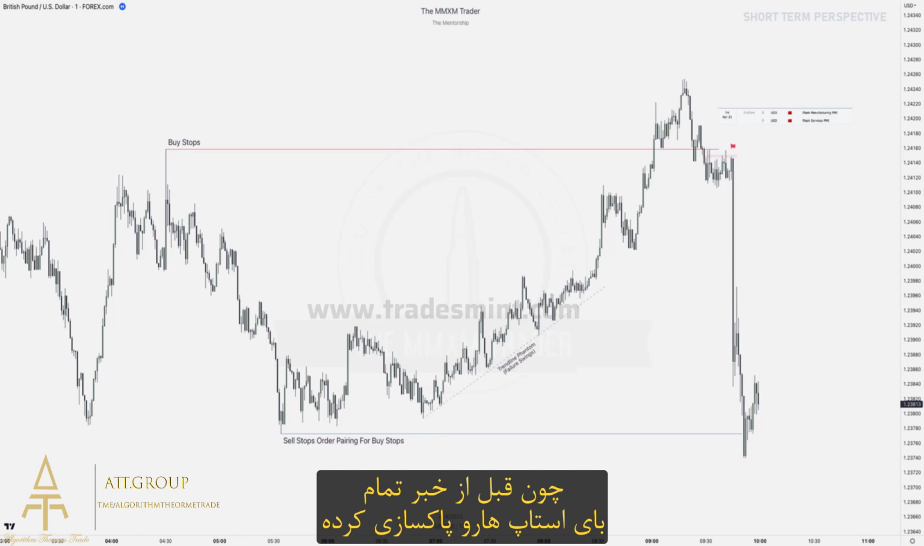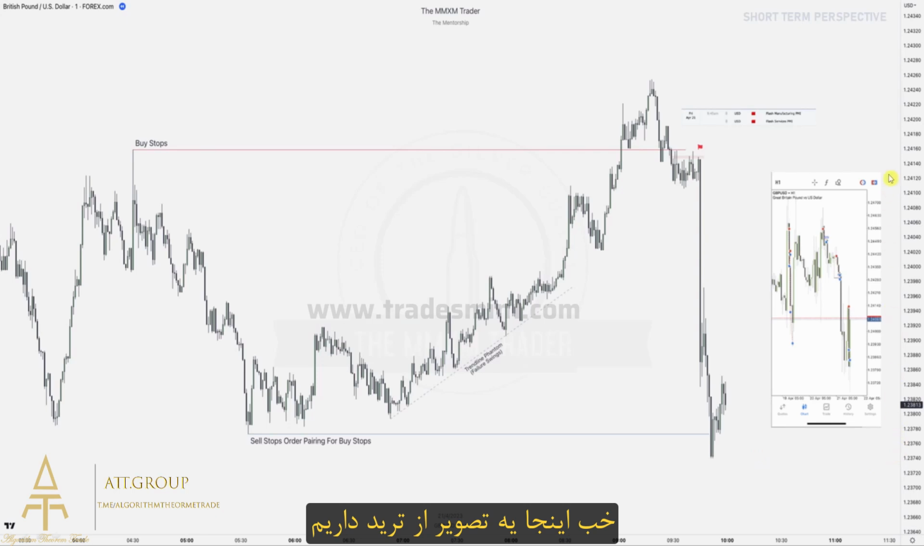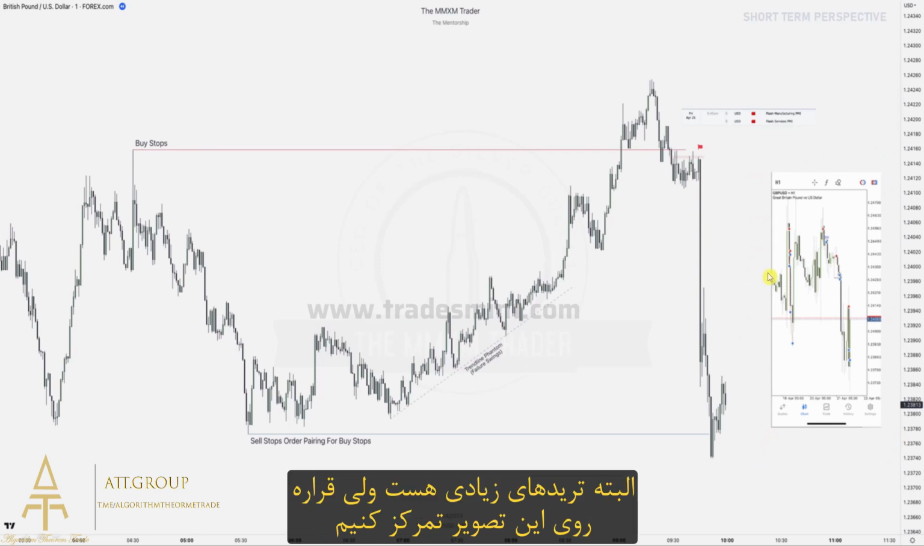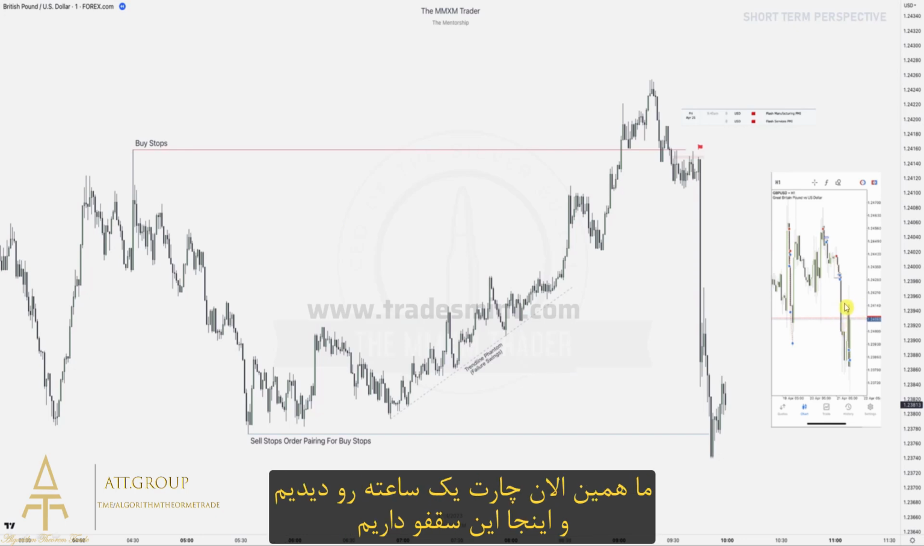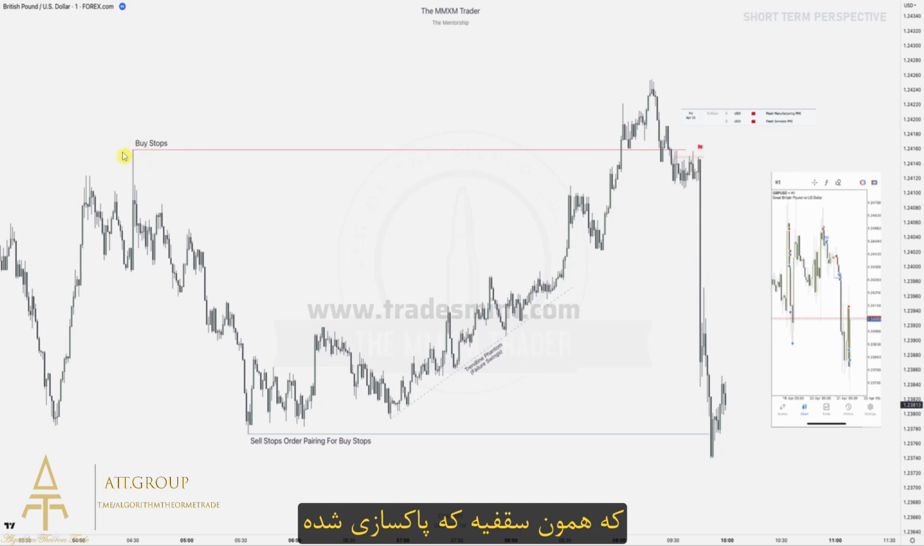Right, so over here we've got an execution picture, right? There's a lot more execution, but we're going to focus on this piece over here, right? We just looked at the 1 hour chart and we got that high over here, which is this high, which got ran, right?